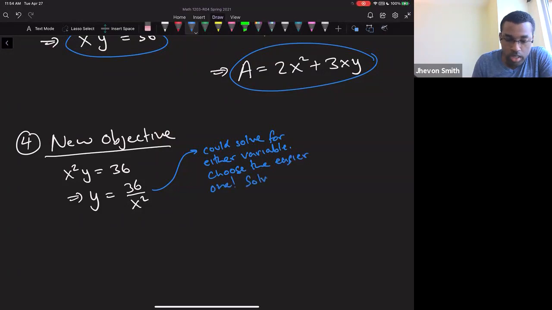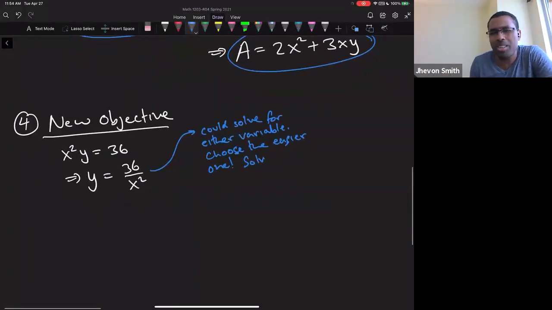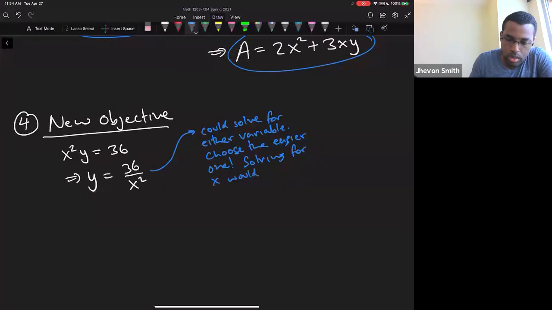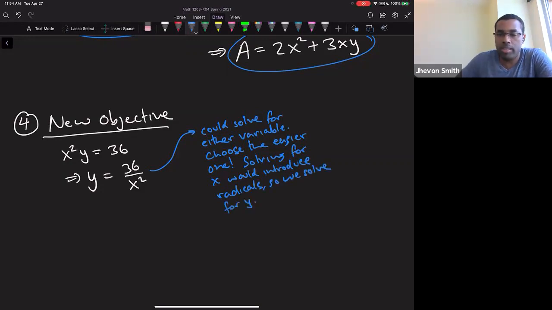If I were to solve for x, I would end up introducing radicals. So that just makes things a little bit more complicated, right? Now I'd have to deal with fractional powers. Come on, who wants to do that? So solving for x would introduce radicals. So we solve for y, just to make our lives easier. There's no reason why we have to solve for y. It was just easier for me to solve for y.